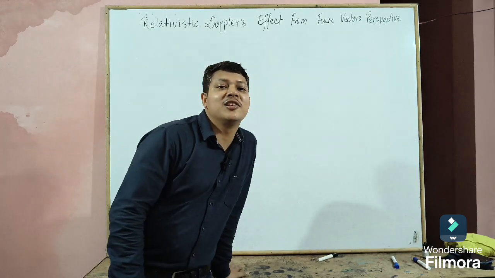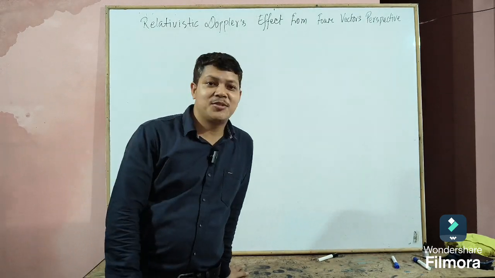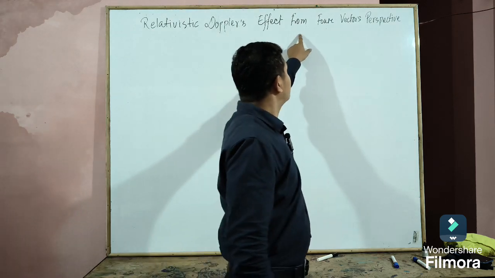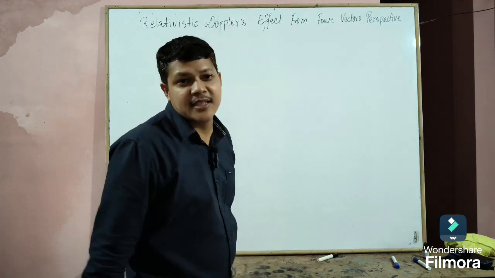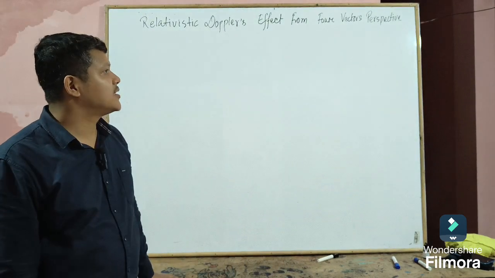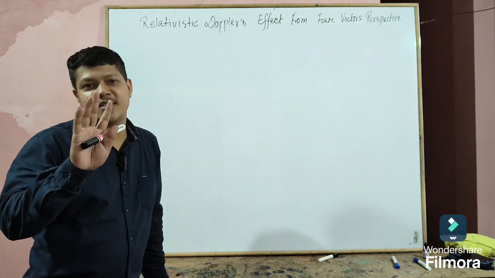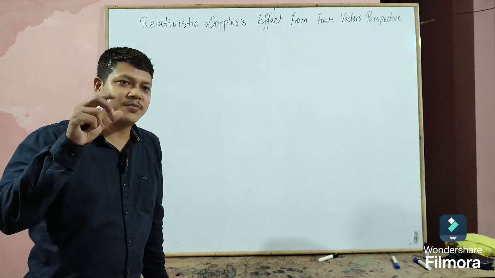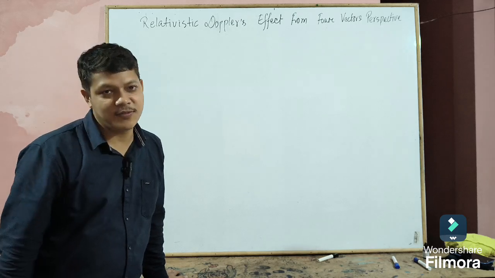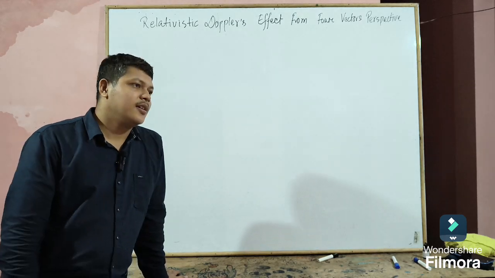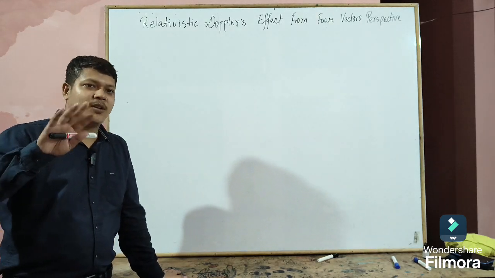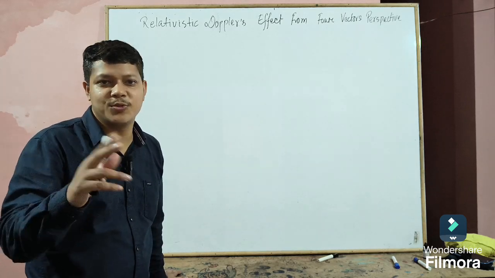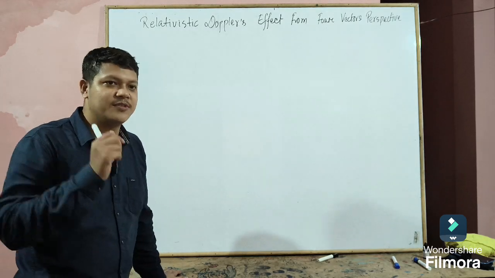So hello friends, it's Relativistic here, and today we are going to discuss relativistic Doppler's effect from the four vectors perspective. Before we start, you must know two things: the matrix form of Lorentz transformation, and you must have a clear concept about four vectors. I hope you know these things. If you don't, first study those two topics, then come to this video.